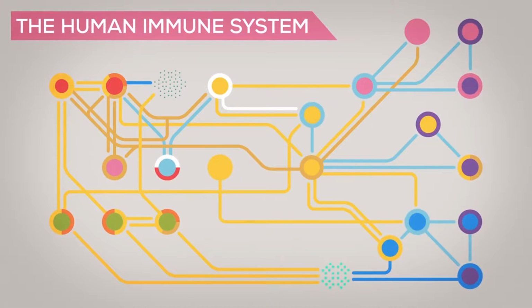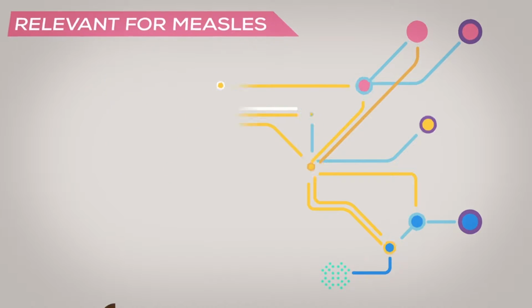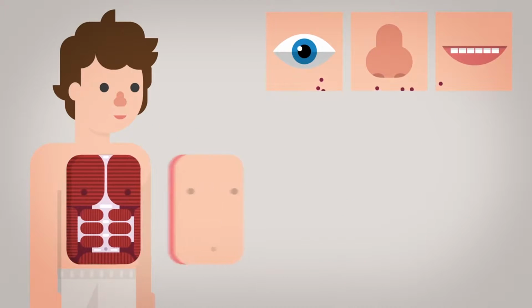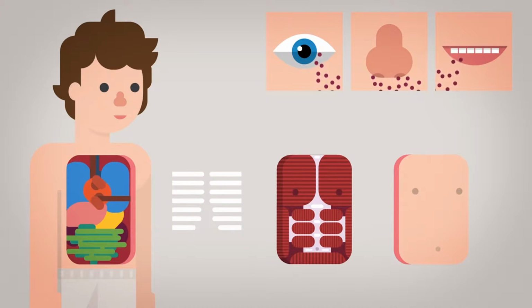To understand measles, we have to understand the immune system. You might already have seen the visual system we developed to help here. Now, let's focus on the parts of the immune system relevant to measles. The measles virus enters humans through the nose, mouth, or eyes. The measles infection starts in the lungs.